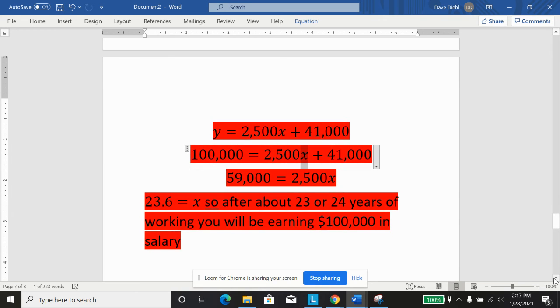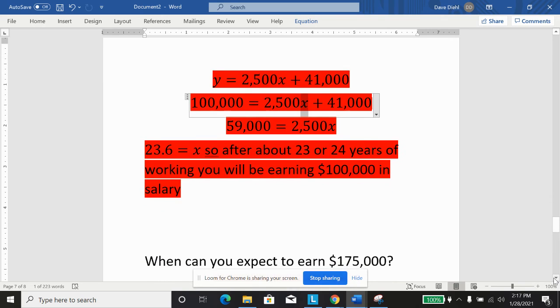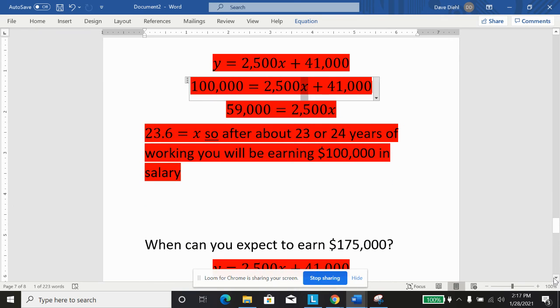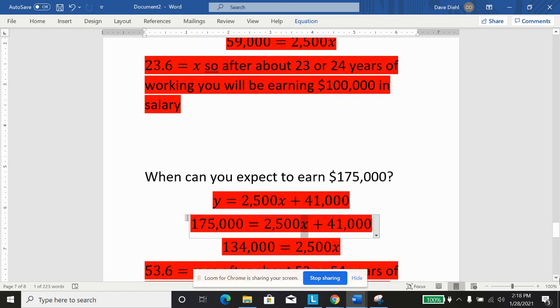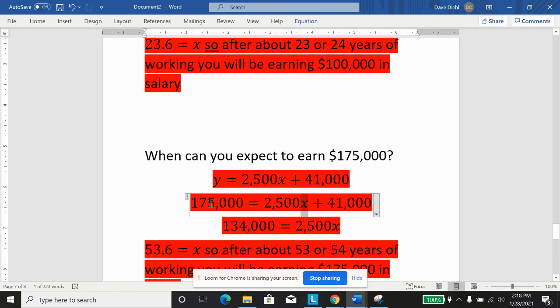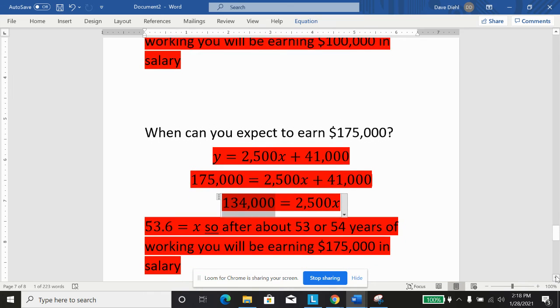I'm expecting to earn $175,000 because that's what I think I deserve. Well, based on this pace, how long would it take me to earn $175,000? You'd go to your boss and plug in 175,000 for Y because that's what you're trying to reach. X is the unknown, trying to find out how many years that would take. First you subtract 41,000 from both sides and realize you have to increase $134,000 in salary from your original salary. And if you only increase 2,500 a year, you divide both sides by 2,500, and it turns out that's 53.6. In other words, it would take you 53 or 54 years of working to get to $175,000 in salary.